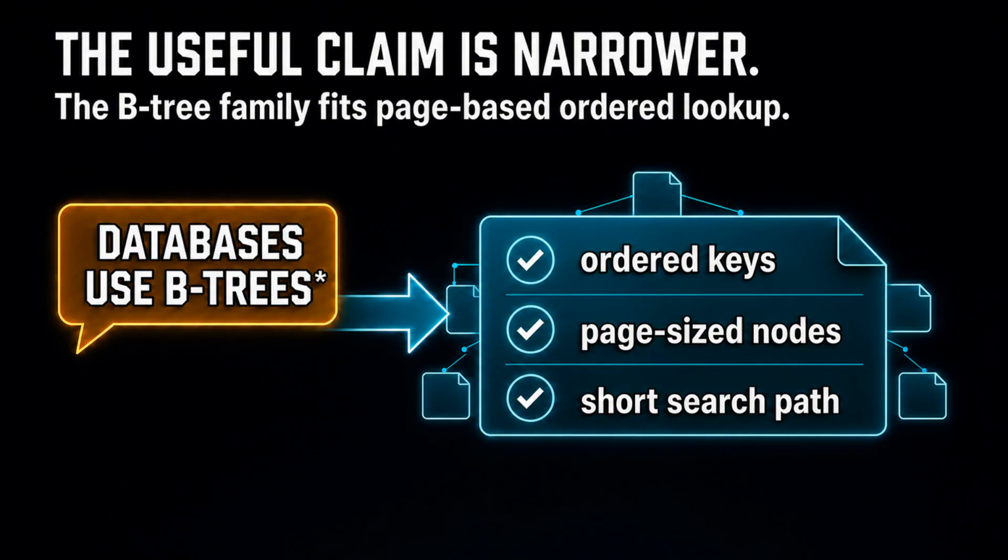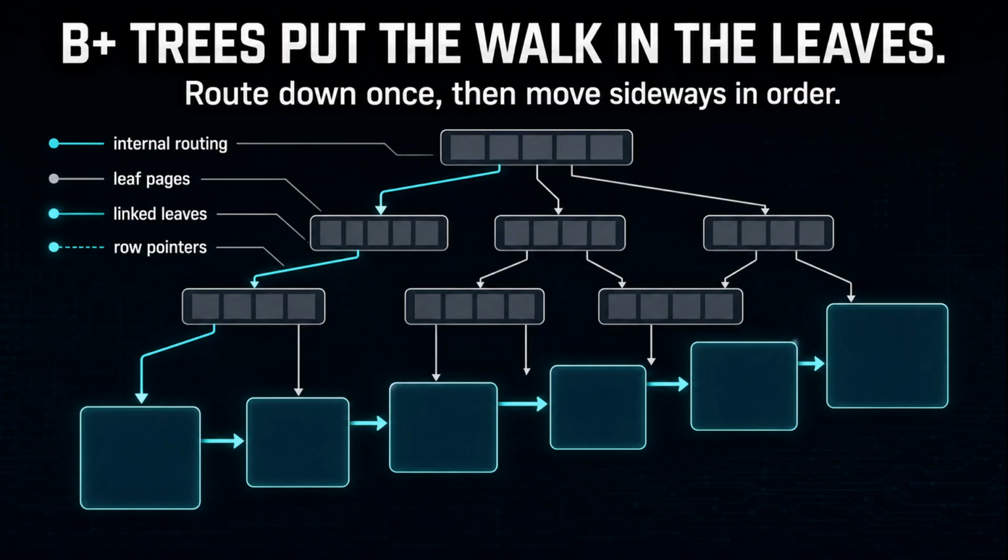Right, and that narrower claim tells you what to reach for when the workload is not pure equality. It leaves room for engine-specific details instead of pretending every storage engine is the same. So where does the plus in B+ tree fit? The plus matters at the leaves. In the common teaching version, internal nodes route the search, and the actual records or row pointers live down in the leaves.